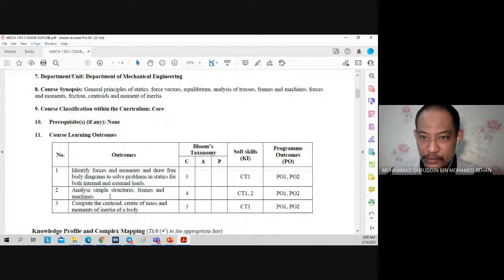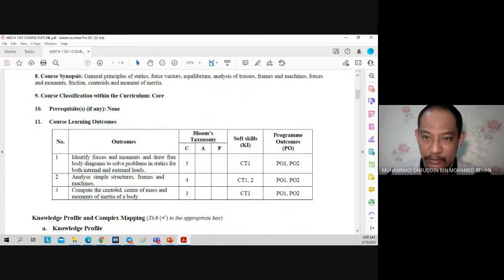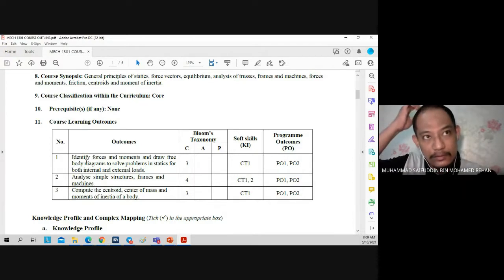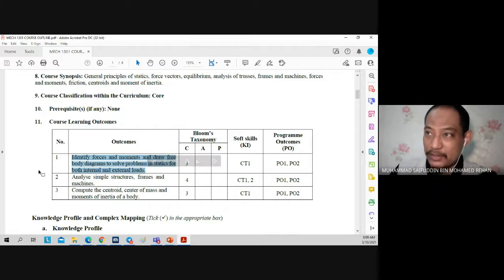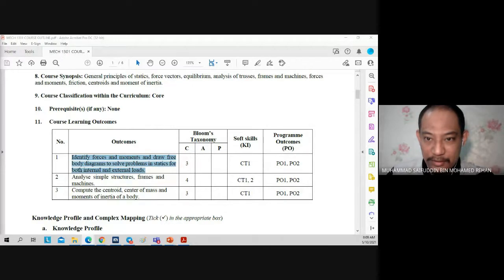All right. So the learning outcome. If you look at this one, I hope I will remember to put this course outline in the Google Classroom, inshallah. Now, there are three basic learning outcomes stated here. The first one is identify forces and moments and draw free body diagram to solve problems in statics for both internal and external loads. Several keywords there.